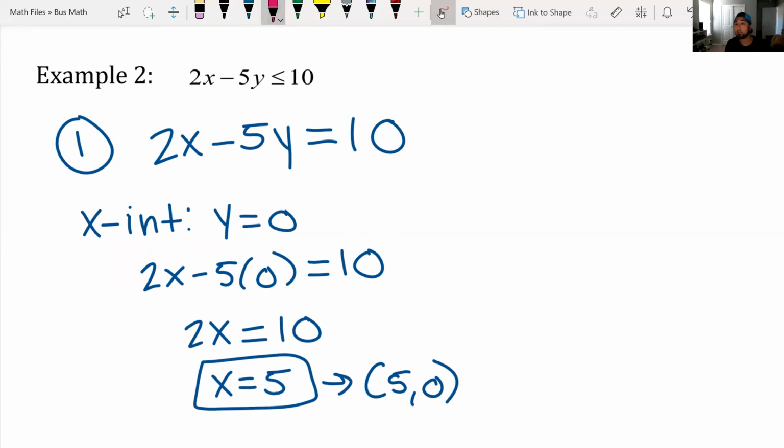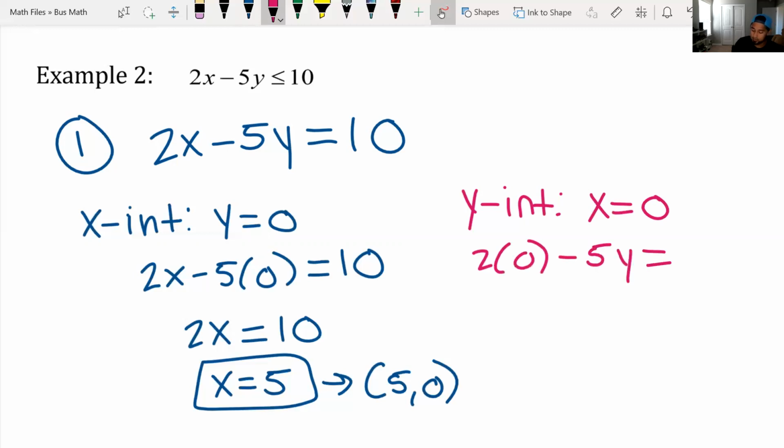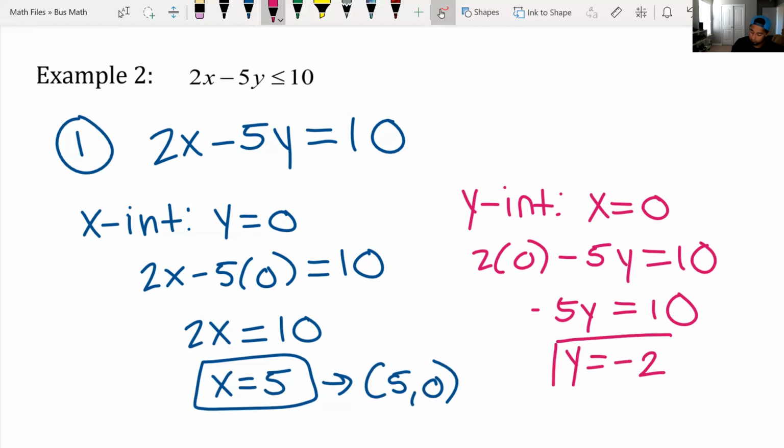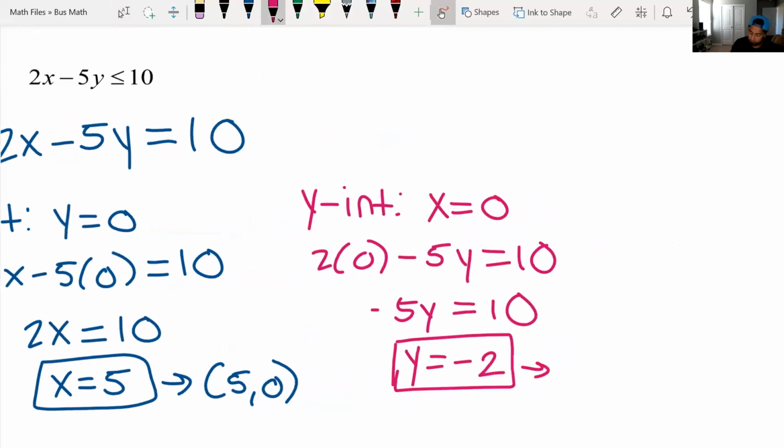Okay, then let's find the y-intercept. For my y-intercept, we let x equal 0, which means I'll have 2 times 0 minus 5y equals 10. That'll give me negative 5y equals 10. Divide by negative 5, and y will equal negative 2. Convert to coordinate: (0, negative 2). There it is.